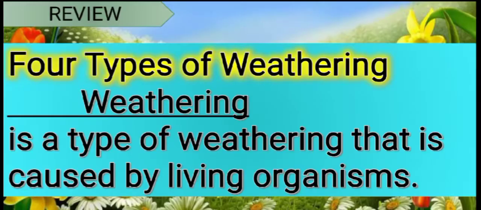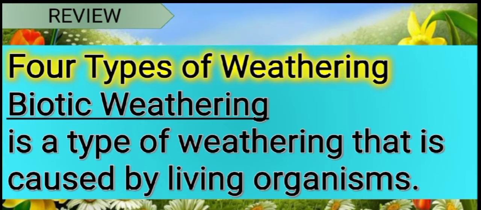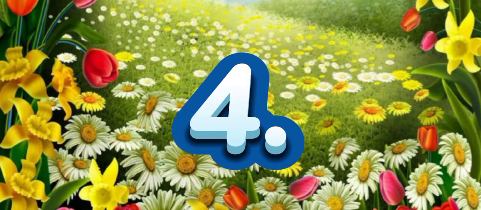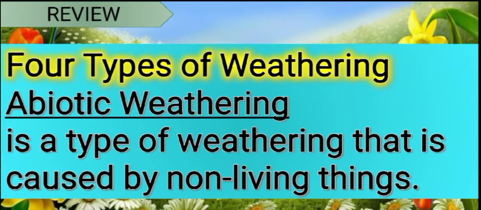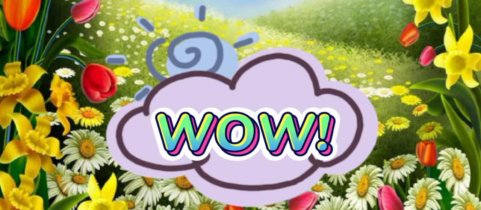Next, number 3. Blank weathering is a type of weathering that is caused by living organisms. What type of weathering is that? Correct! Biotic weathering. The last, blank weathering is a type of weathering that is caused by non-living things. What type of weathering? Perfect! Abiotic weathering. Congratulations, children!